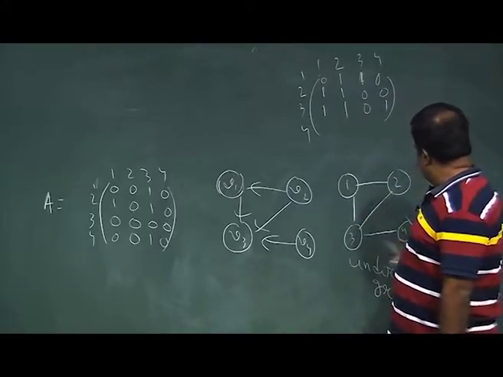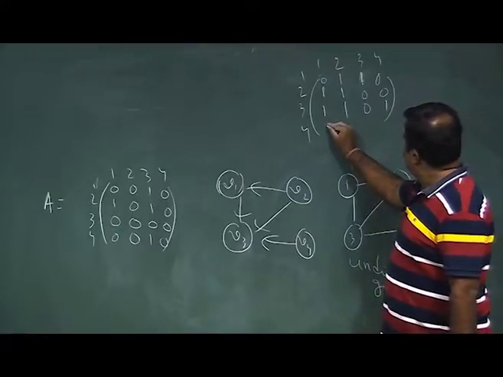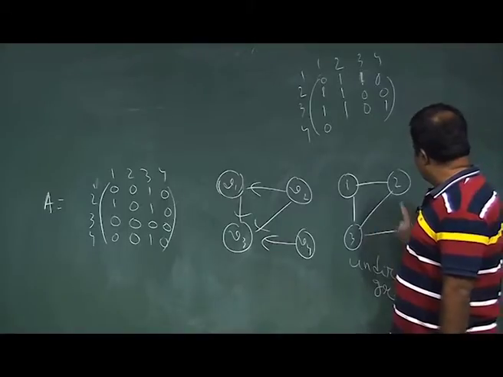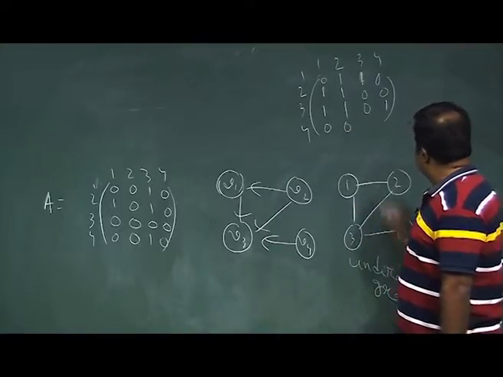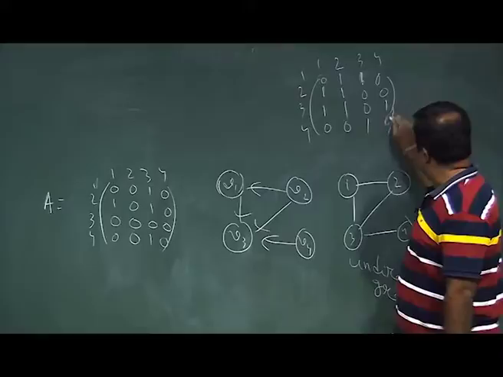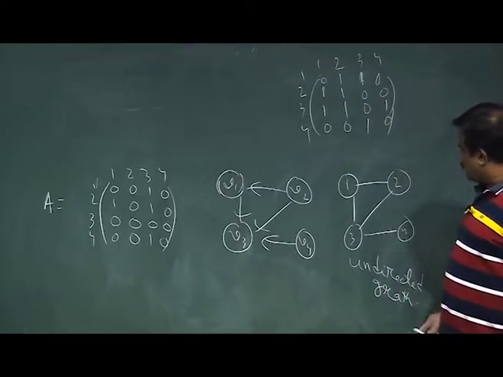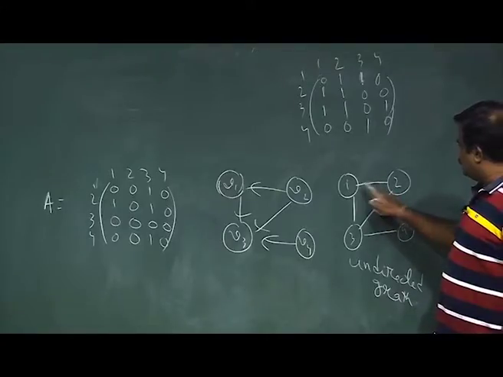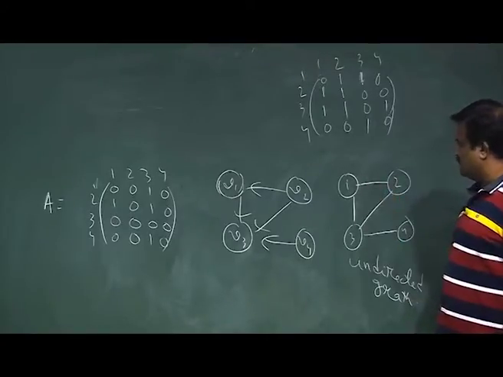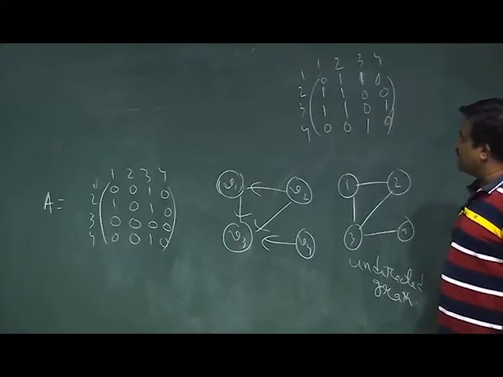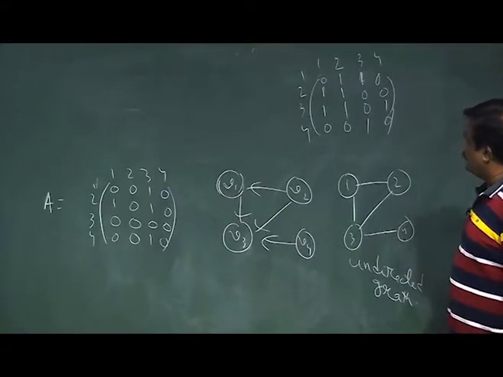So, 4 to 1 there is no edge, 4 to 2 there is no edge, 4 to 3 there is an edge, 4 to 4 there is none. So, this matrix is a symmetric matrix, because for an undirected graph, if 1 2 is an edge, then 2 1 is also an edge, there is no direction. So, this is the adjacency matrix corresponding to this undirected graph.